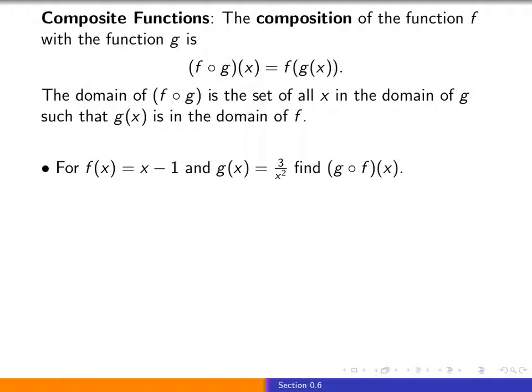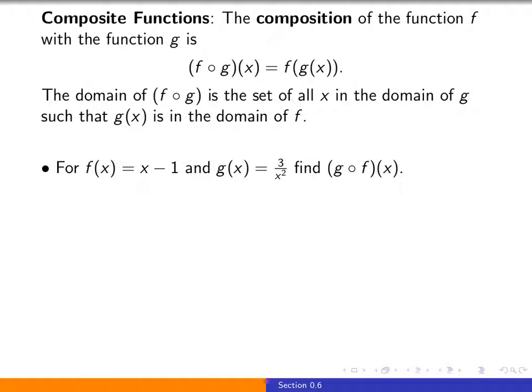you really do need two things to occur. You need x to be something in the domain of g, so that g of x makes sense. But at the same time, you need g of x to be in the domain of f. So let's look at a few examples.